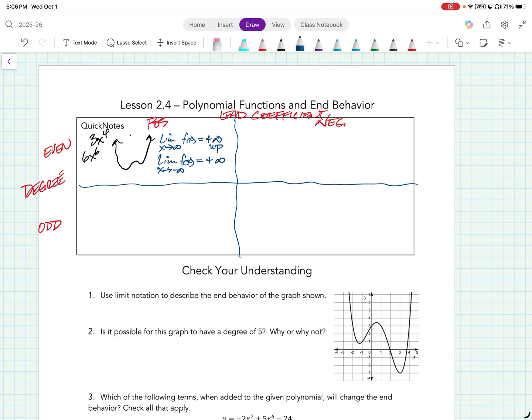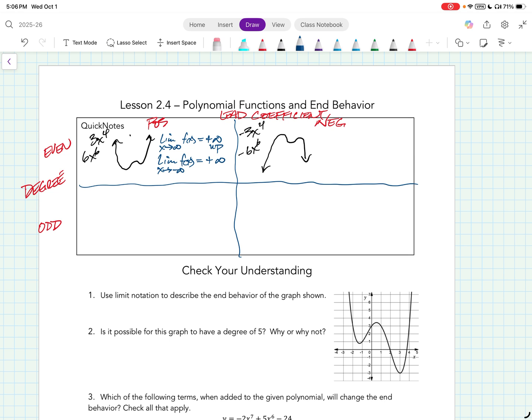Now, if you have a negative lead coefficient with an even degree, it simply opens down. I'm talking about something like negative 3x to the fourth, or negative 6x to the sixth or eighth. I don't care what, some even power. And it looks like this. It has some fluctuation, but it definitely opens down.